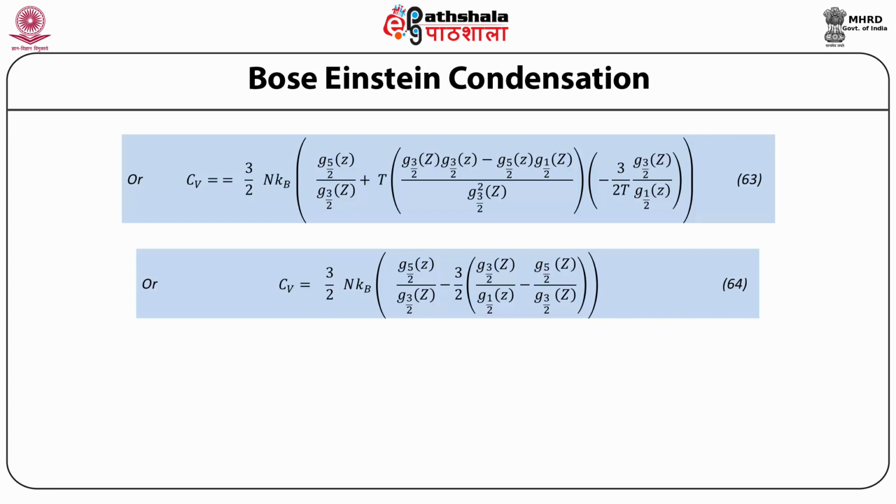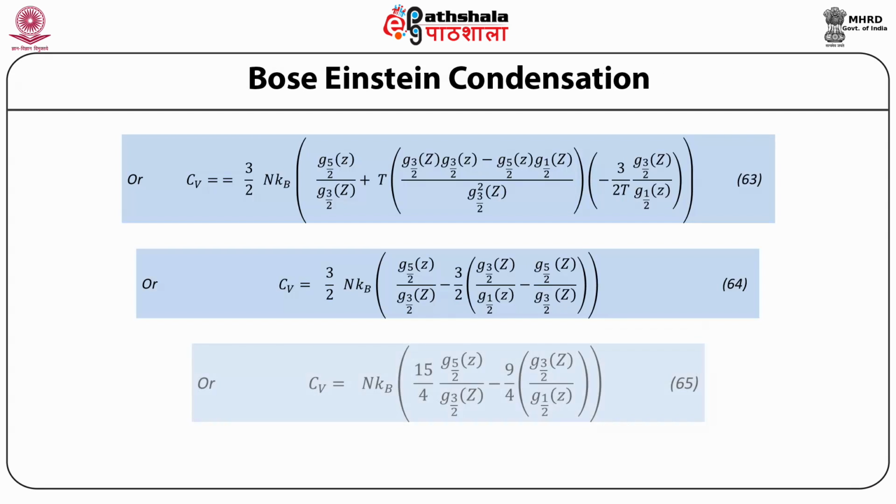Or Cv is equal to 3/2 n kB multiplied by the Bose integral of order 5/2 divided by the Bose integral of order 3/2 minus 3 upon 2 multiplied by the Bose integral of order 3/2 divided by the Bose integral of order 1/2 minus the Bose integral of order 5/2 divided by the Bose integral of order 3/2.